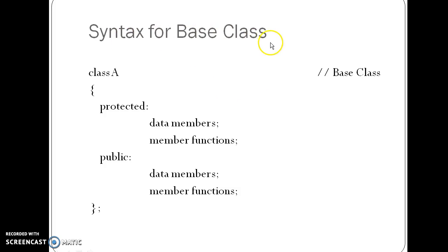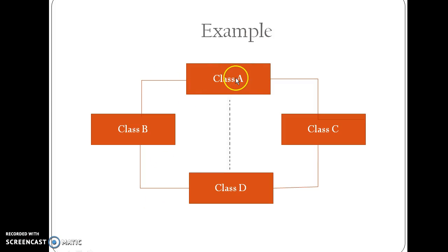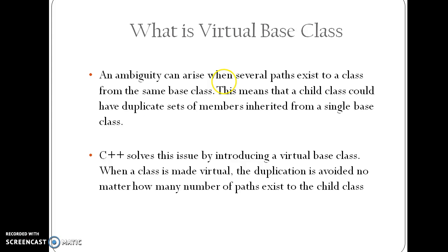So this is the syntax for defining the base class. It's like a normal class: class A, open curly bracket, protected. As we are using inheritance, we are using the protected specifier here. Under the protected specifier, data members and member functions we can collect together, and under the public section again we can collect data members and member functions together. As the syntax suggests, we close the curly bracket and then give the semicolon. This is the syntax for class A, which is the base class, or we can say it's the grandparent class according to our scenario.